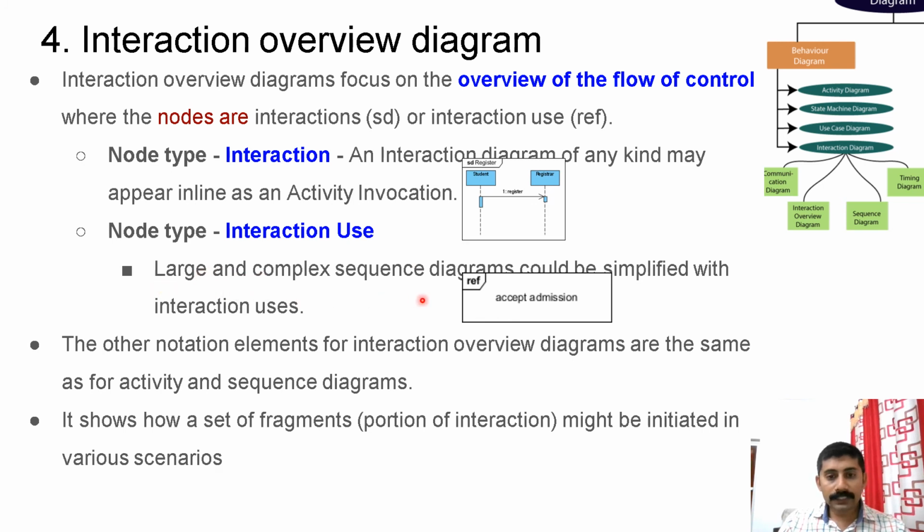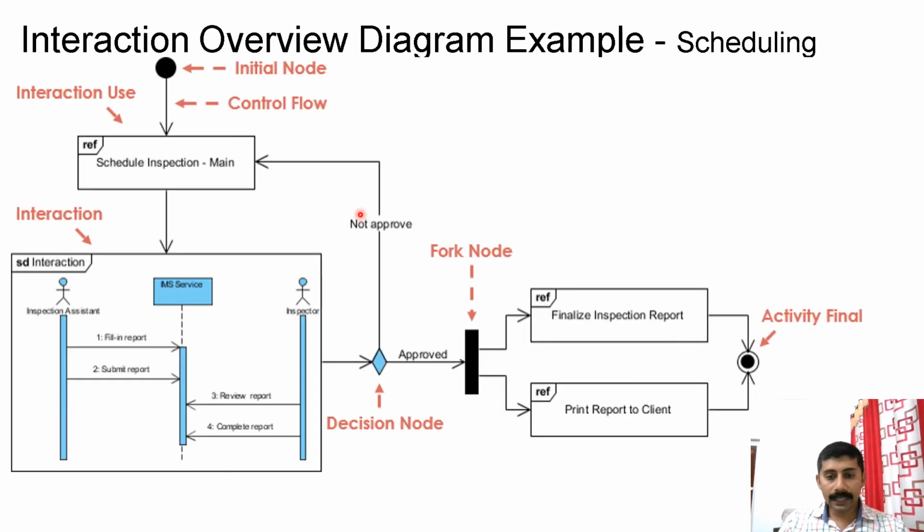A large and complex sequence diagram could be simplified with interaction uses. The other notation elements for interaction overview diagrams are the same as those of activity and sequence diagrams. It shows how a set of fragments or portions of interaction might be interacted in various scenarios. Let us see one example.